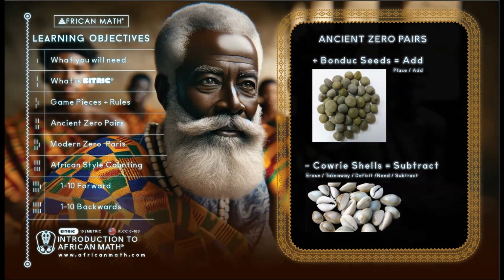But what we're going to do as we dive into this lesson is you're going to need to get your modern African math zero pairs, which we're going to go into now.